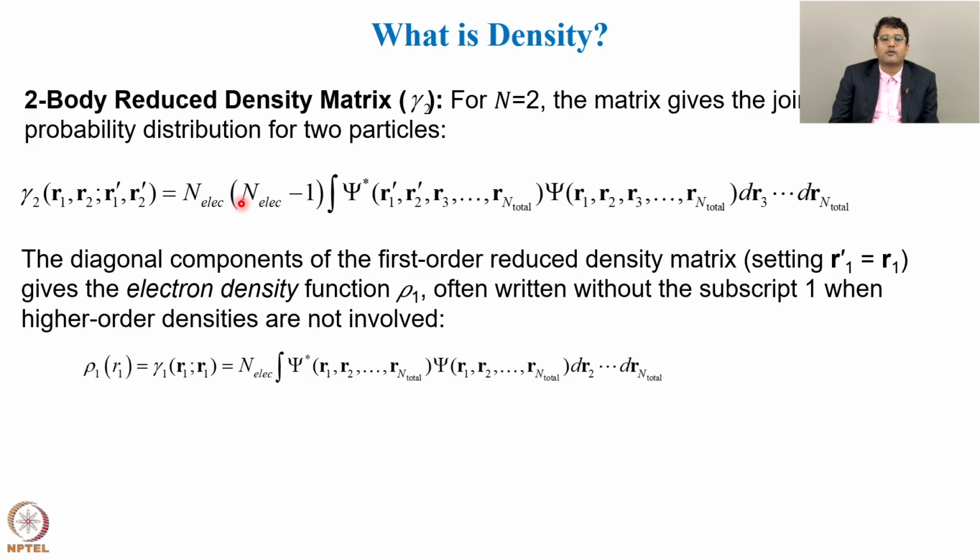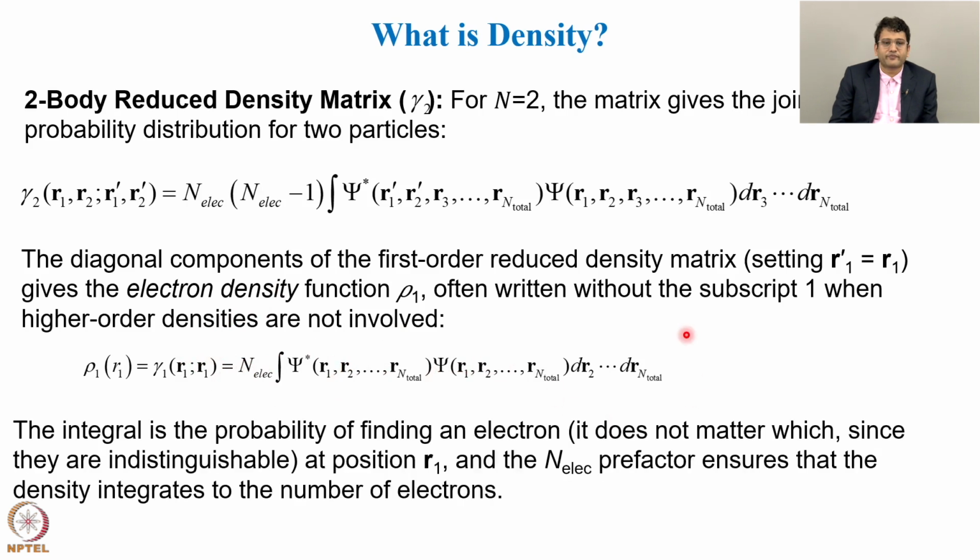So, density is nothing but the diagonal element of the one body reduced density matrix. Here R1 dash is equal to R1, and from R2 to Rn total I have integrated them out. So, the integral is the probability of finding an electron, it does not matter which electron since they are indistinguishable, at position R1, and the prefactor N ensures that the density integrates to the number of electrons.